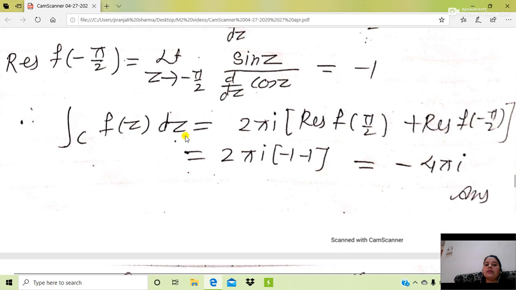Now, integration of f(z) dz will be calculated using the formula 2 pi i into residue at f pi by 2 plus residue of f at minus pi by 2. So it will be 2 pi i into (minus 1 plus minus 1), which is equal to minus 4 pi i. So in the next video lecture we will see some more examples. Thank you.